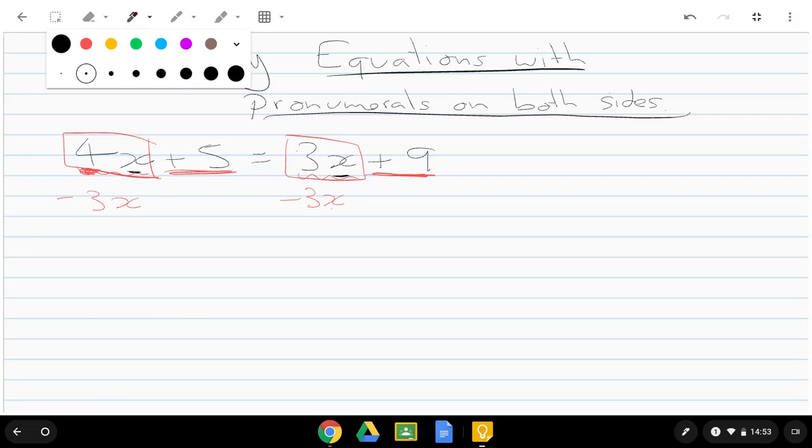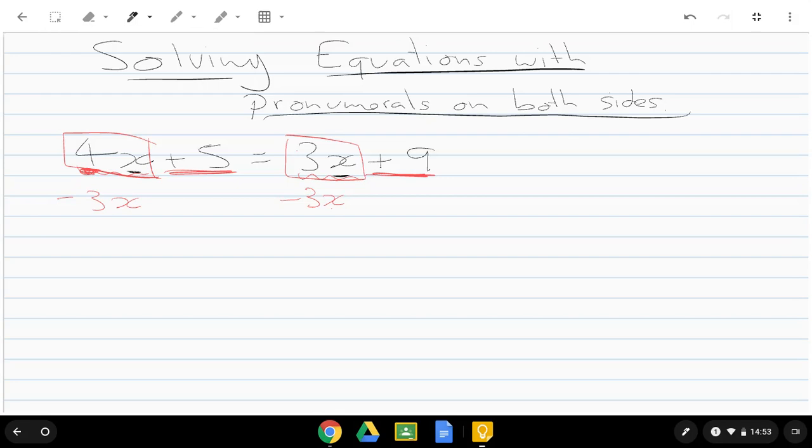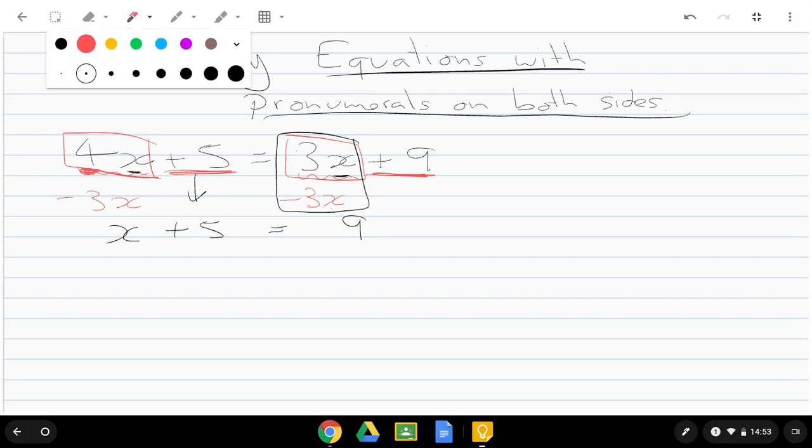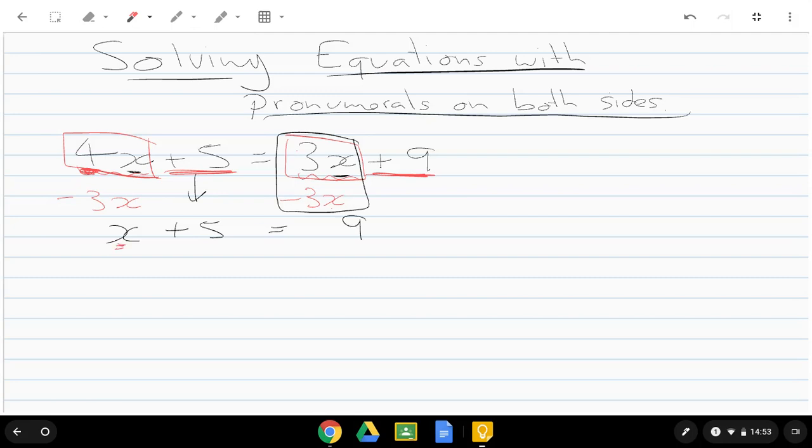So when we calculate that, we have 4x minus 3x leaves us with 1x, or just x, plus 5, because that doesn't go away. And on this side, the 3x minus 3x is eliminated, but we're still left with the plus 9. So now we have the x, the pronumeral, plus 5. So I need to get rid of that plus 5. So to get rid of the plus 5, I minus 5 from both sides.